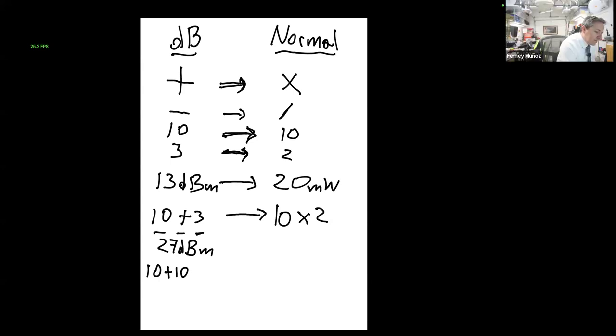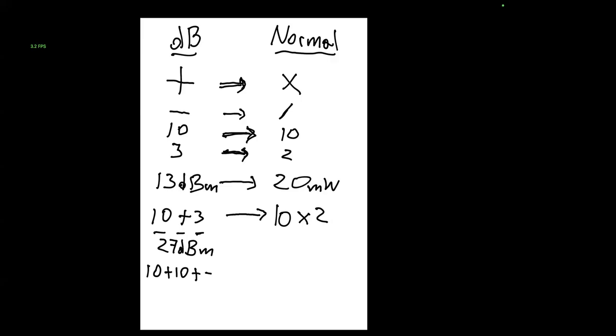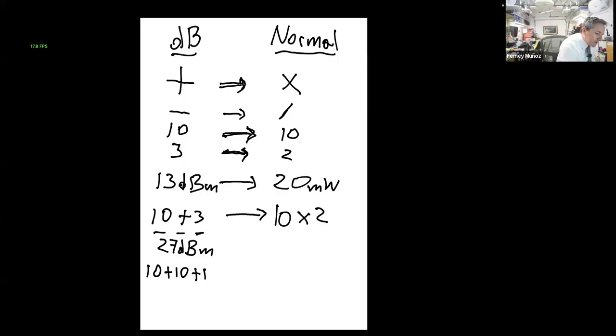So 10 plus 10 plus 10, that's 30, minus 3. Hang on. 10 plus 10, 20, plus 10, 30, minus 3. That's 27. Do we all agree?